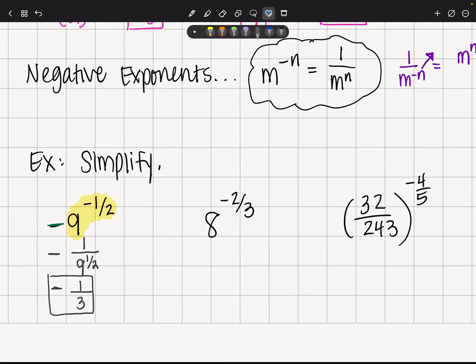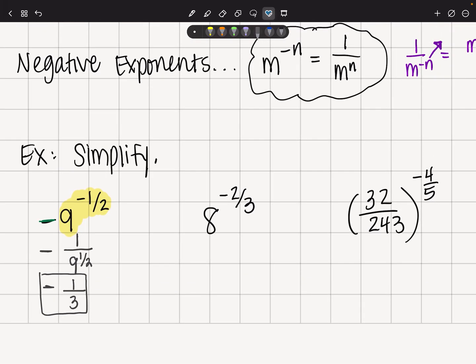8 to the negative 2/3 power, that would be the same thing as, if I put this over 1, I'm going to bring this base to the denominator. So it's going to become 8 to the positive 2/3 power in the denominator, and I'm going to leave a 1 up in the numerator. And then the cubed root of 8 is 2, 2 squared is 4. So this becomes 1 over 4.